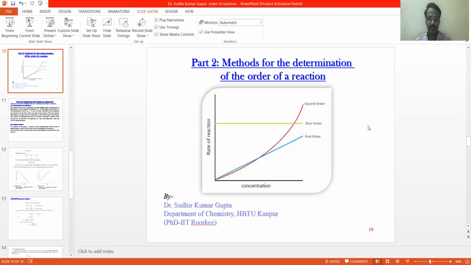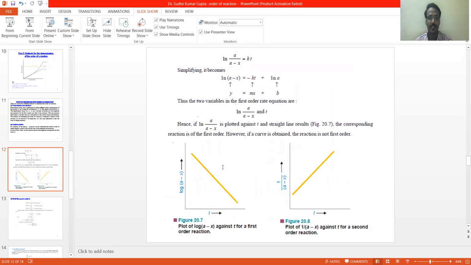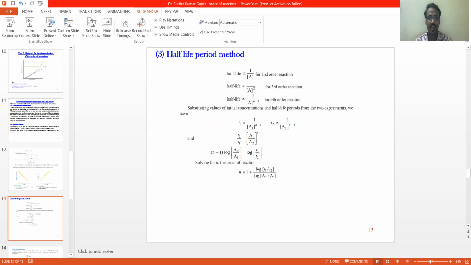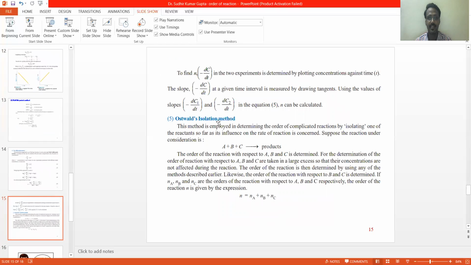Here we will focus on basically five methods for the determination of order of a reaction. First one is using integrated rate equation. Second one is graphical method. Third one is half-life period, which is followed by differential method, and then finally we will discuss Ostwald dilution method or Ostwald isolation method.